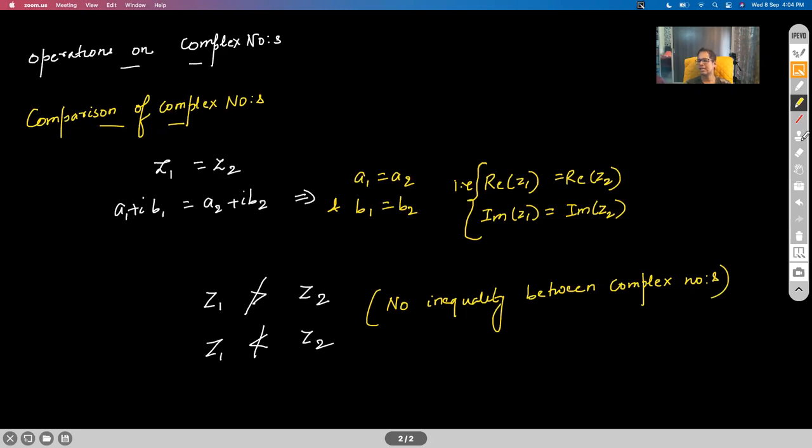Wish our country was also the same. No inequality between any two people. Isn't it? So no inequality in complex numbers. See, complex numbers teach us to be equal. Equal or don't be equal, but no inequality.